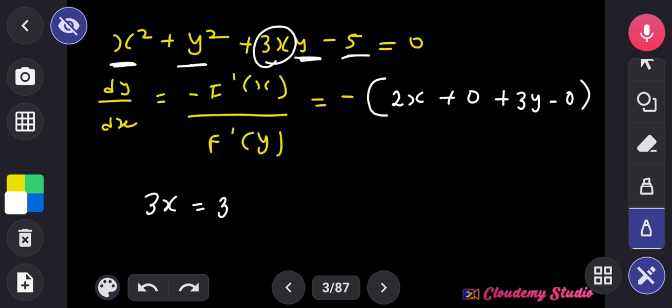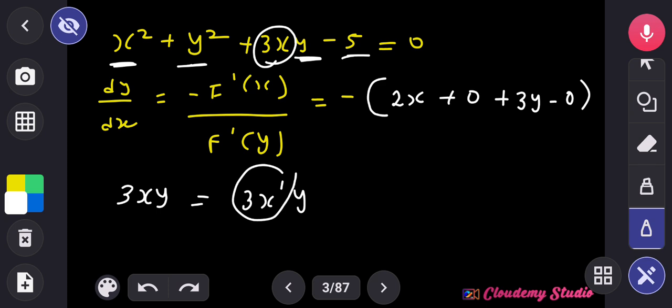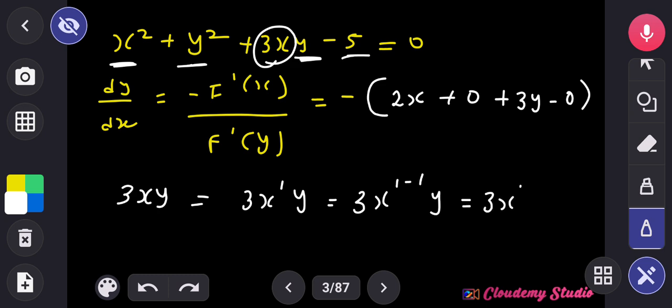So do you understand what I did now? What I just did is that 3xy will be equals to 3x raised power 1 times y. So I'm differentiating only with respect to this. And that will be equals to what? 3x raised power 1 minus 1 times y. That is 3x raised power 0 times y. x raised power 0 equals to 1. So that is equals to 3y. So that is exactly what I did here.